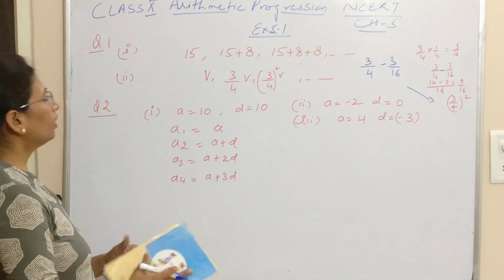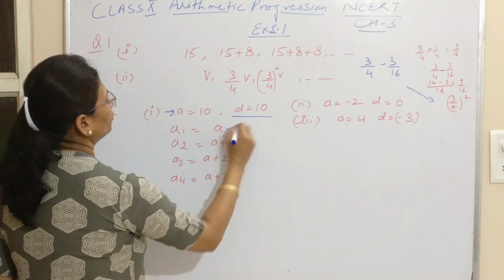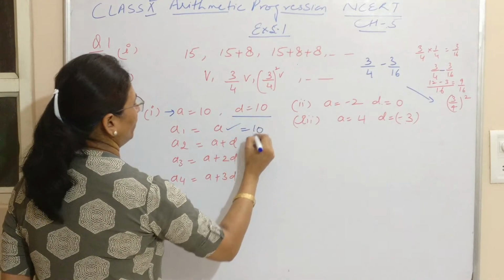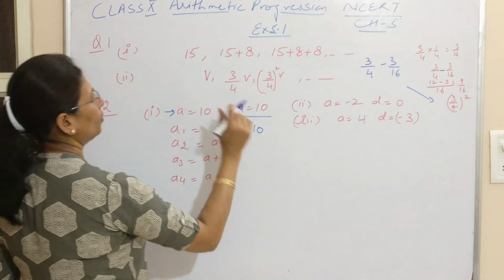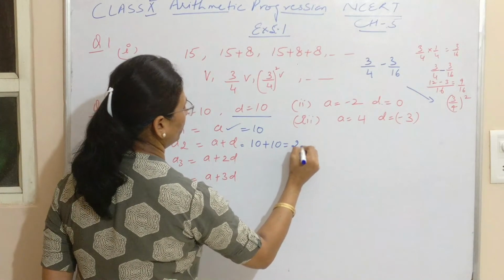Now if you see, A is 10, D is 10. So what is the first term? First term is the term itself. Fine. What is the second term? You will add common difference to this. So this becomes 10 plus 10, that is 20.